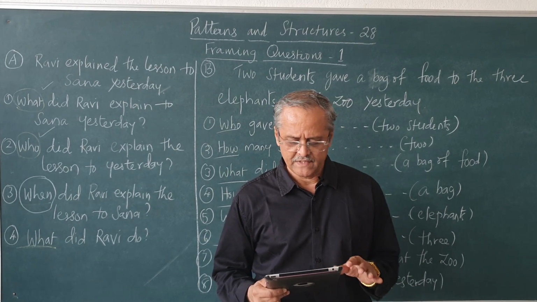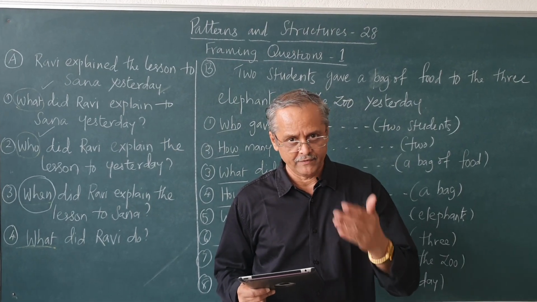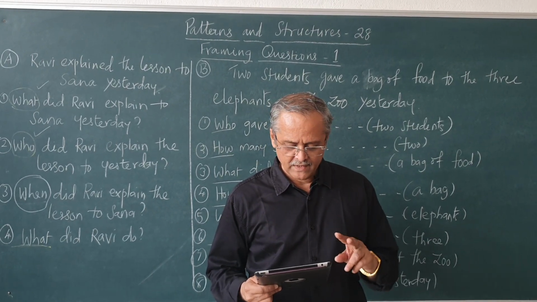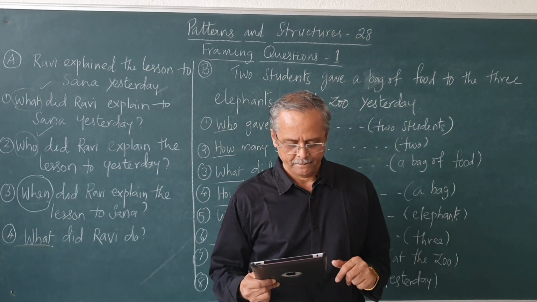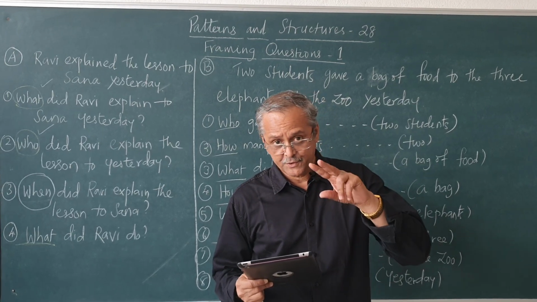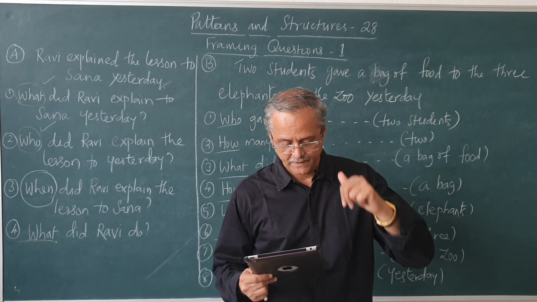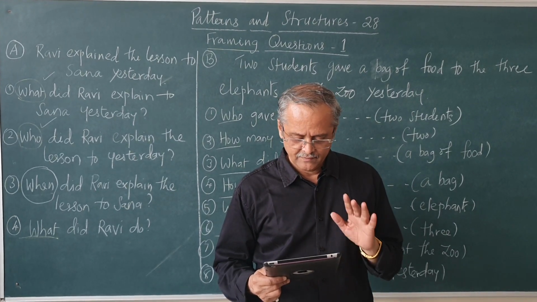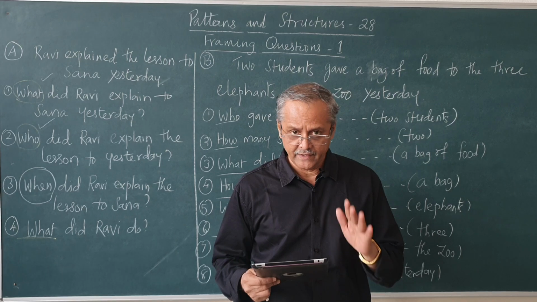15 students visited the lab yesterday. How many students visited the lab yesterday? So, how many we can use. Who visited the lab yesterday? What did the 15 students visit yesterday? When did the 15 students visit the lab? Yesterday. Then, next sentence. 10 doctors learned French here a year ago.